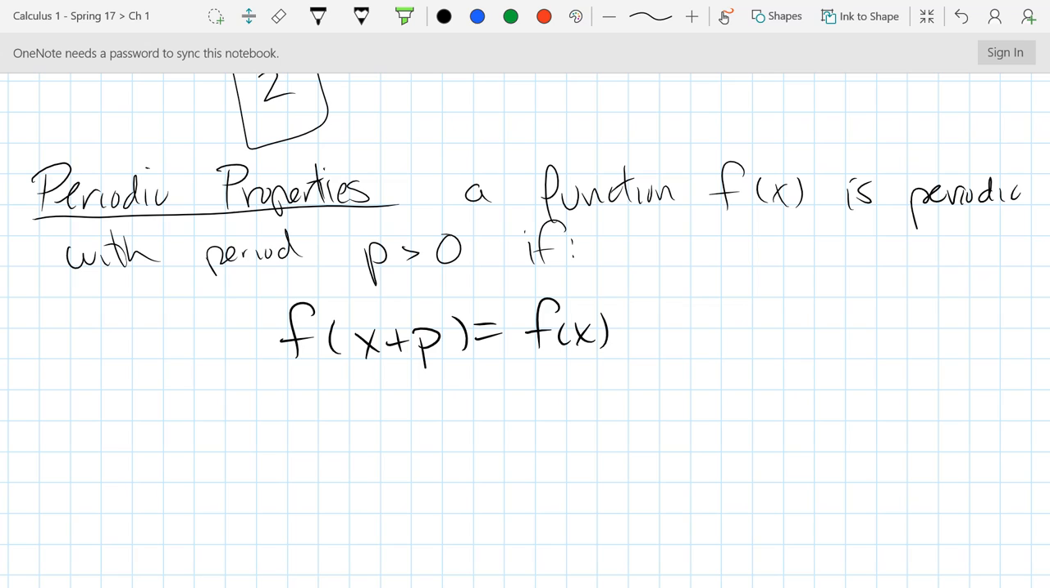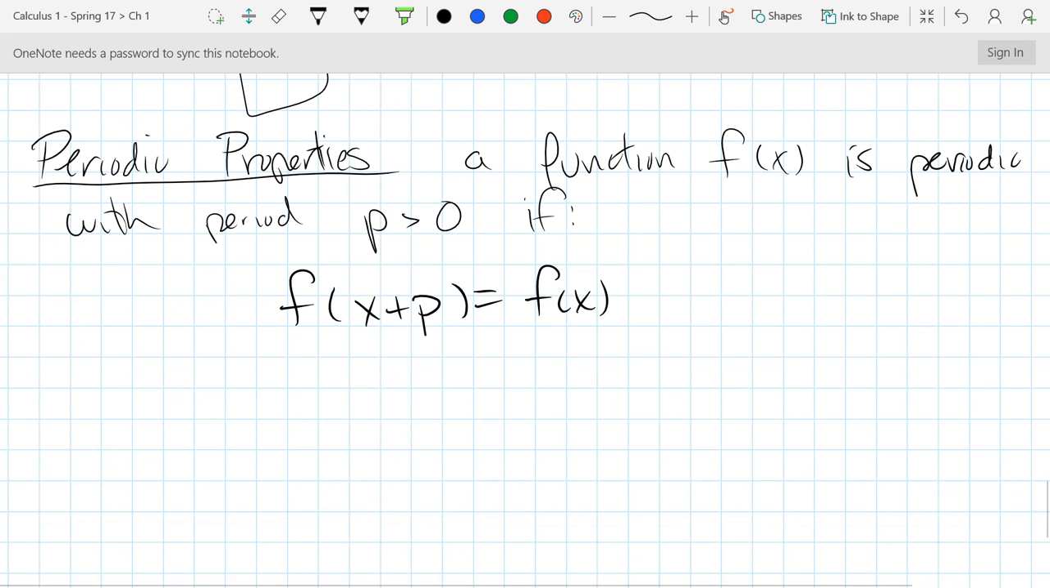If you're a graph person, what does this plus p do? We saw that yesterday. What would plus p do to the graph? If p is positive, which way would it shift it? It would shift it to the left. So this says if you shift the graph to the left, however much p is, you'll get the exact same graph. It's the same function. So graphically, it means there's a pattern that repeats every p distance.